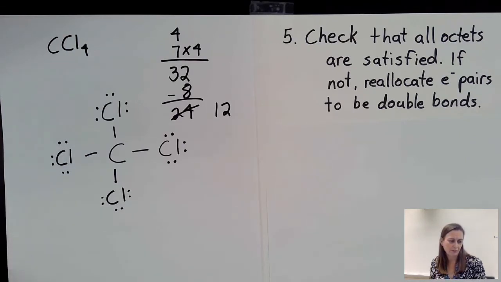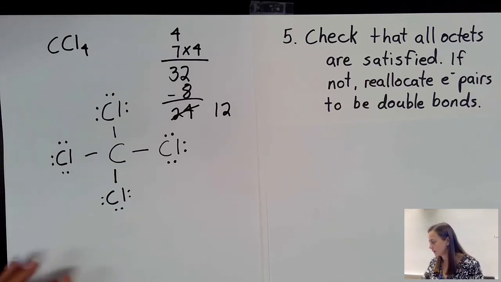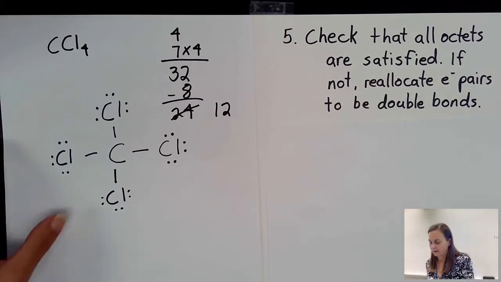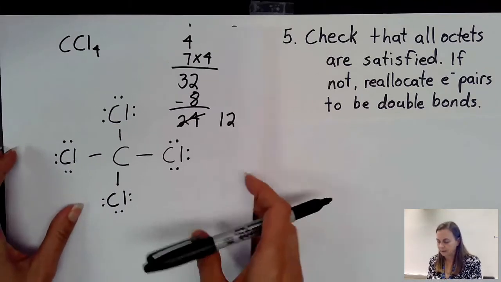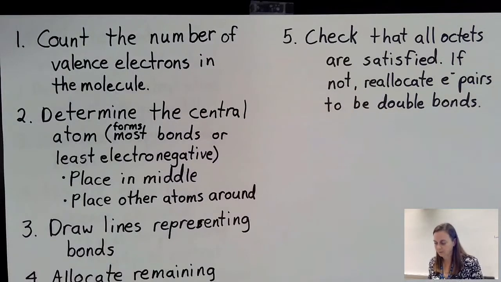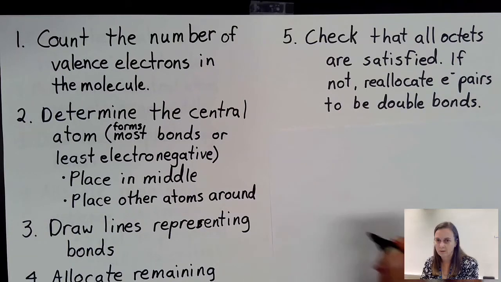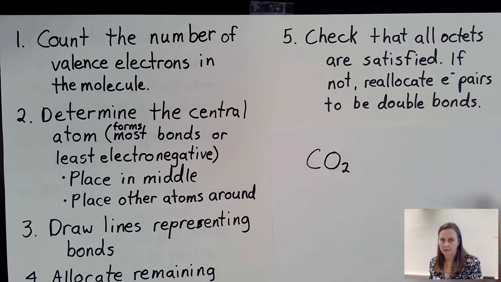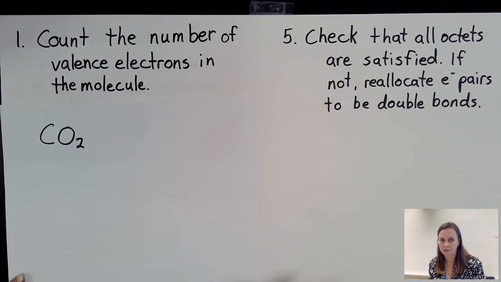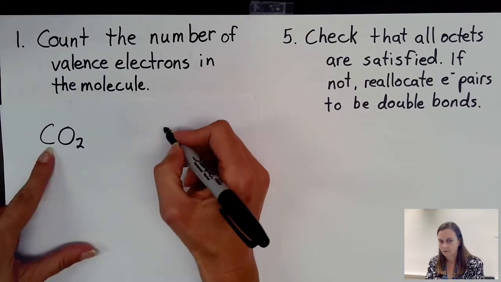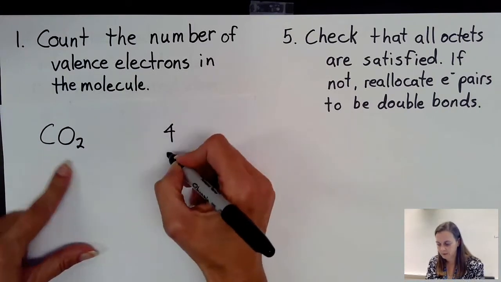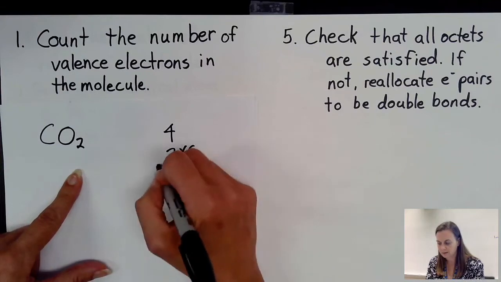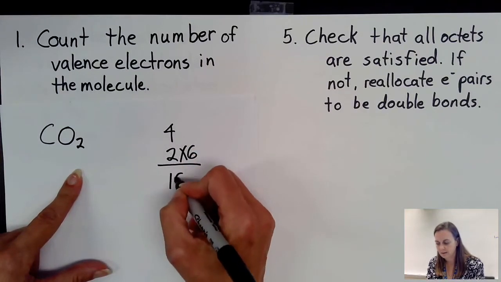Okay, so let's go through another example, and let's try out a different one. So let's look at carbon dioxide. So here's CO2. Step 1, count the number of valence electrons in the molecule. We have 4 in carbon and 2 times 6 in oxygen, so we have 16 valence electrons.